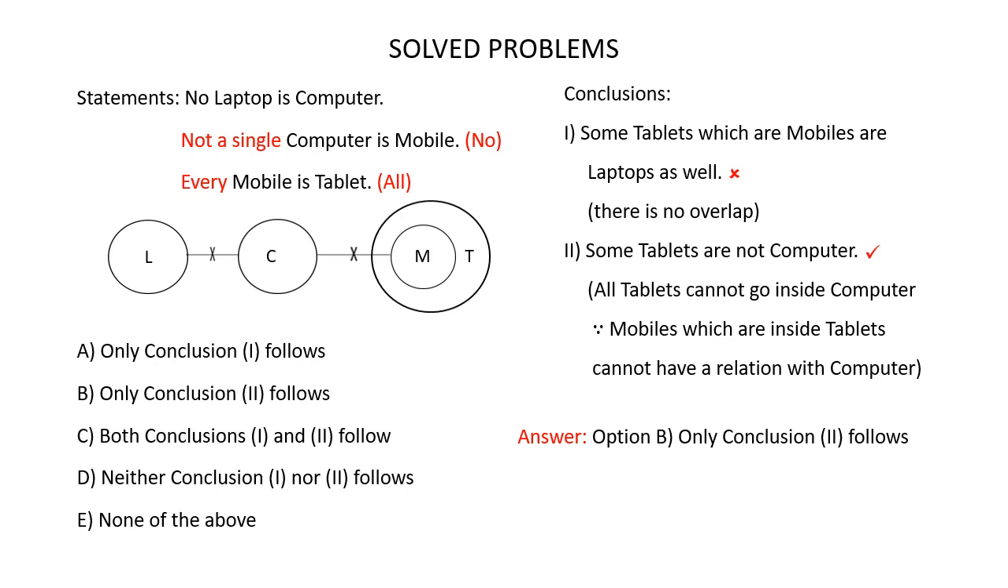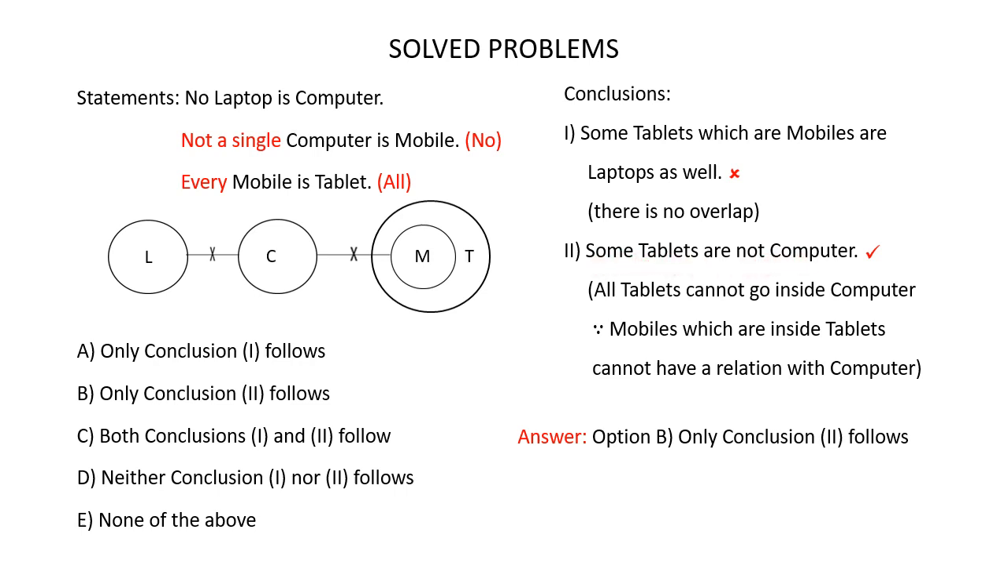This means some tablets which are mobiles are not laptops. So the conclusion, some tablets which are mobiles are laptops as well, is wrong. Conclusion 1 does not follow. Conclusion 2, some tablets are not computer.